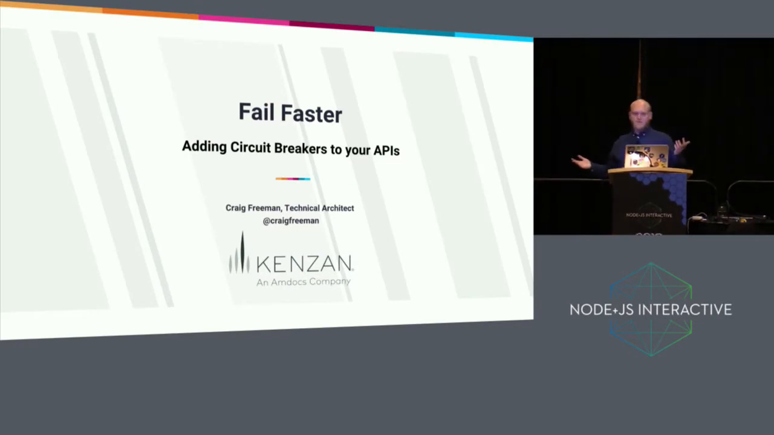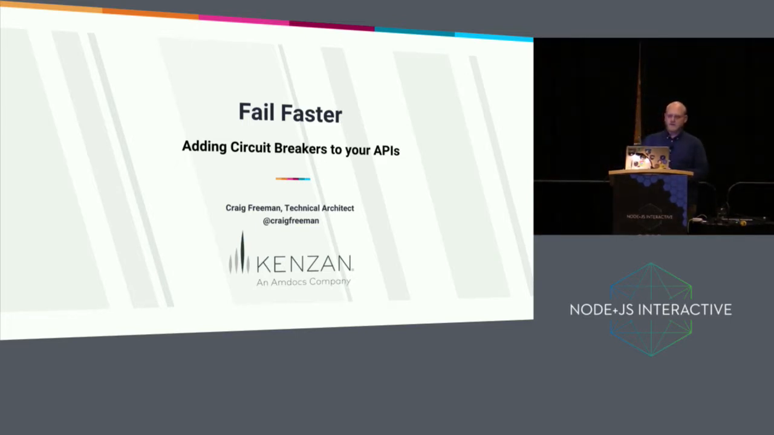So welcome. I am Craig Freeman. I'm a UI technical architect based out of Denver, Colorado. And for the last 3 years, I've worked at Kenzan, which is a software consulting company, where I've worked on UIs and node servers in enterprise microservice applications. So today, we're going to be talking about the circuit breaker design pattern and what it can do for your APIs.